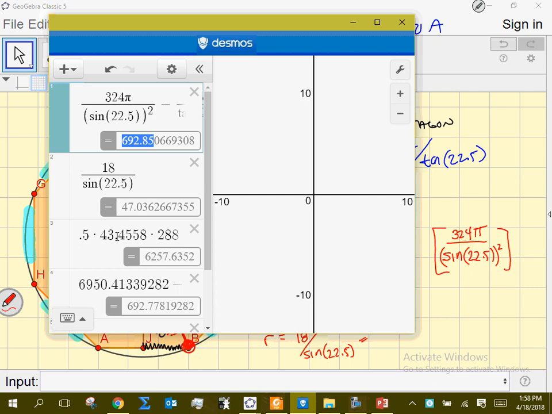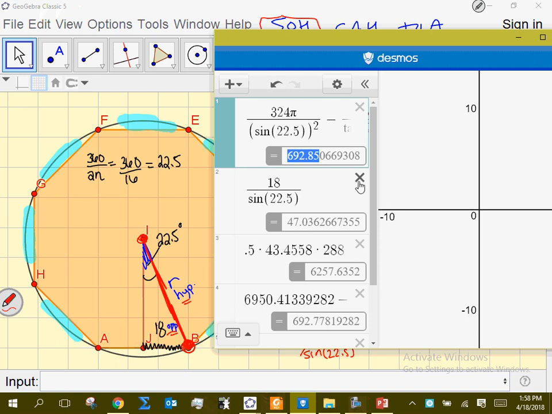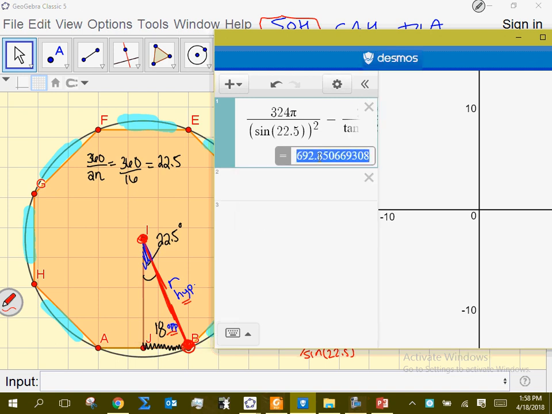What if I wanted to find, so let's just go back up to the 692 number. That's the exact area. What if I just wanted to find one of these blue regions? What would I do with that 692 number? Divide by 8. Divide that by 8. Okay, they're all the same, right?